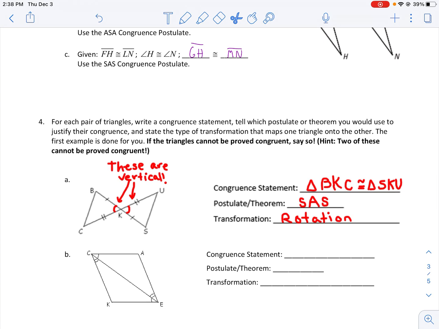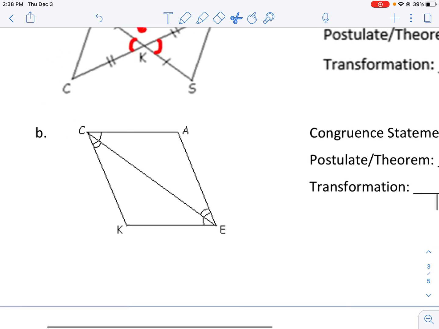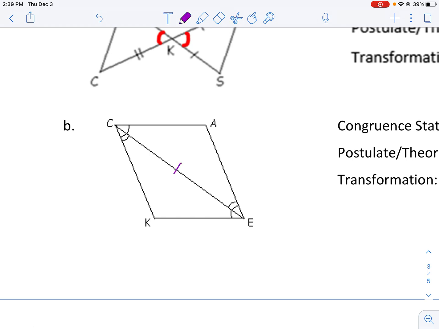Now here's an example already done for you. Basically we're going to find two triangles that are congruent, say how we know they're congruent, and say what transformation resulted in that triangle. So here we know that this side is congruent to itself, and the two triangles share that side. And so we have an angle, a side, and an angle. This angle and this angle are congruent, this angle and this angle are congruent, and the side is congruent to itself because it's the same side. So we're using angle, side, angle.